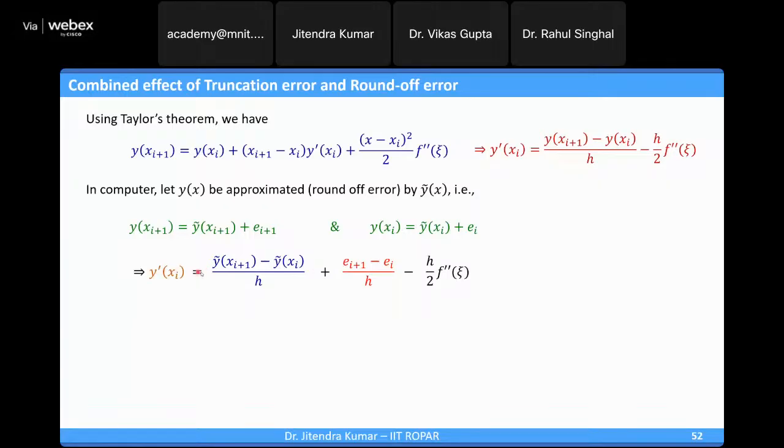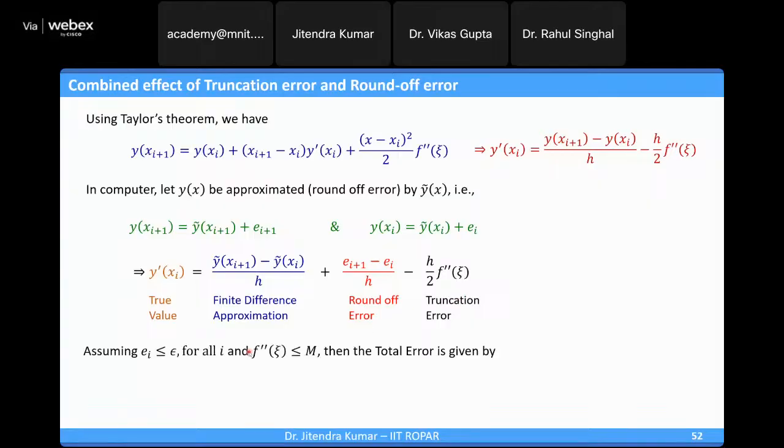Then to have this equality, you have some error introduced because of this round off, and this is because of the Taylor series truncation. So I'm calling it the true value, finite difference approximation, round off error, and truncation error. So there are two errors, not one: round off error and truncation error. Suppose your round off error is bounded by some epsilon.